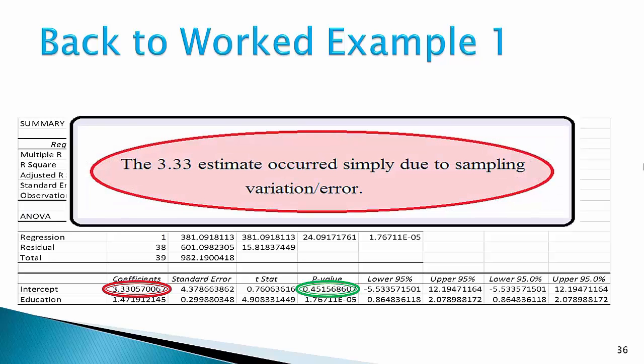Well, this is because the 3.33 estimate occurred simply due to sampling variation or sampling error. Based on the standard error, the calculations indicate that 3.33 is practically equal to zero, and is not sufficient evidence for us to reject the null hypothesis, that is, to conclude that the population intercept is non-zero.